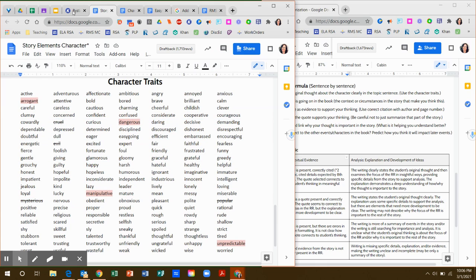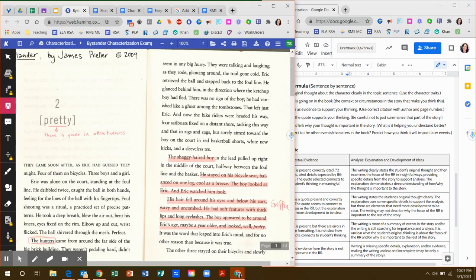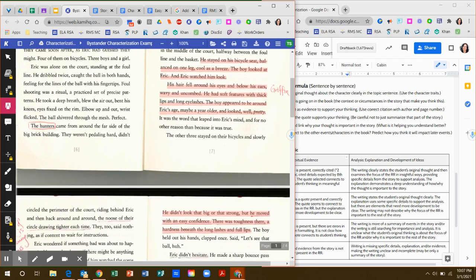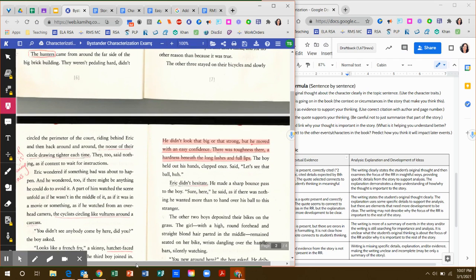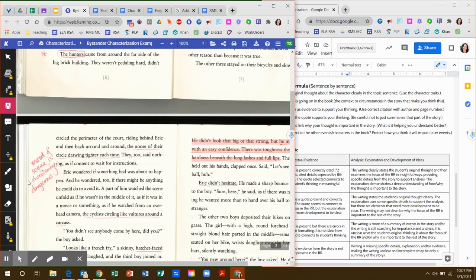And I know that it's the best word, especially because as you look through some of my thinking, as I read through the chapter, I even wrote here that the mood of the scene is threatening and kind of dangerous.